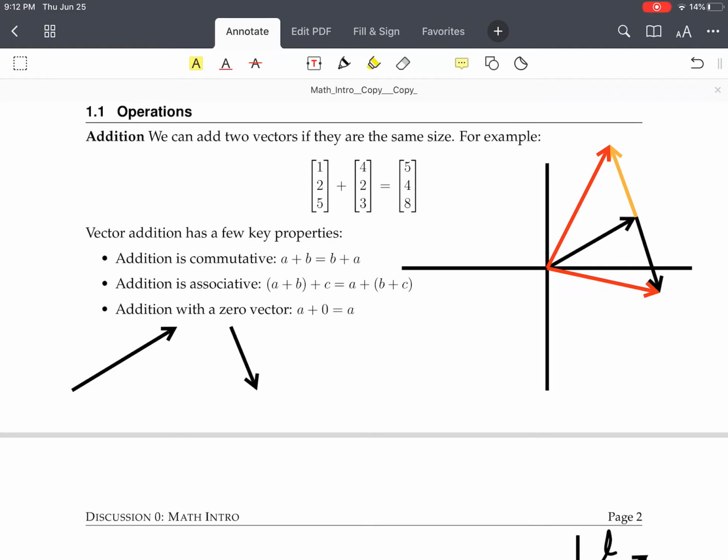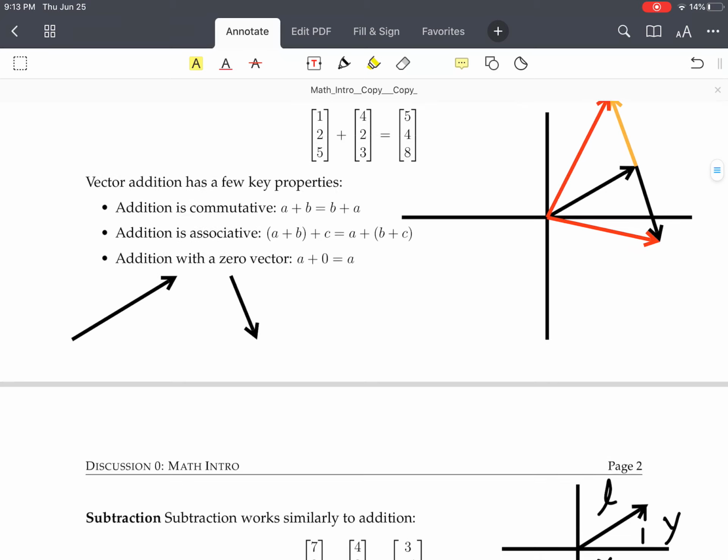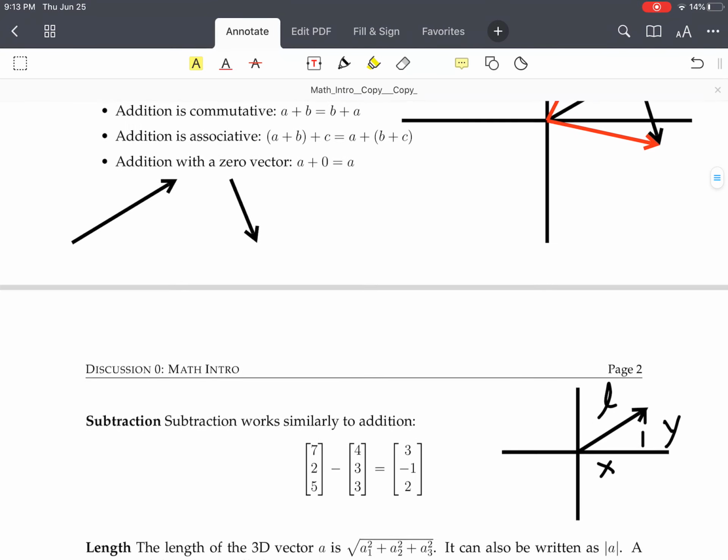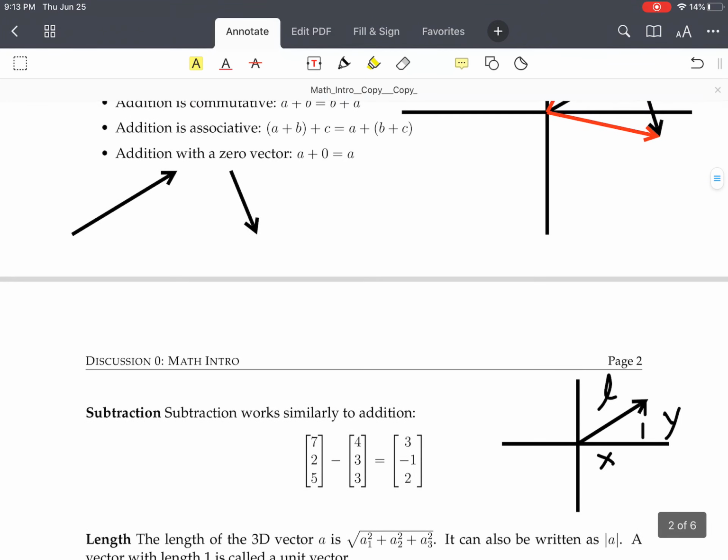It's commutative, so a plus b is equal to b plus a, and it's associative, so (a plus b) plus c is equal to a plus (b plus c), and addition with the zero vector works just like with normal numbers. Subtraction works quite similarly. It's just that instead of element-wise addition, it's subtraction, so 7 minus 4 is 3, 2 minus 3 is negative 1, so on and so forth.